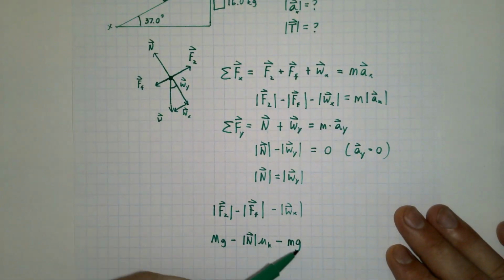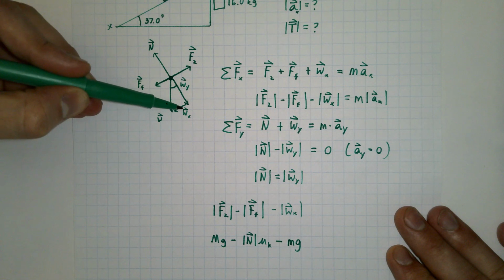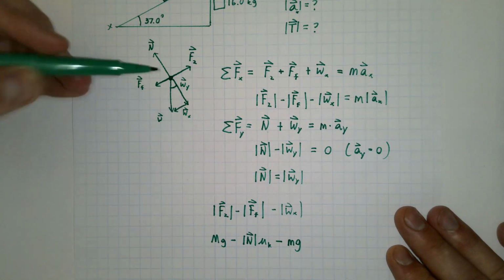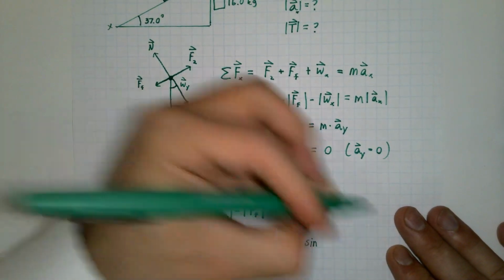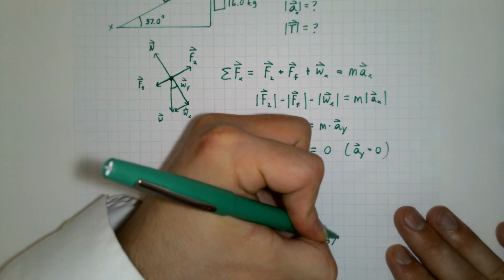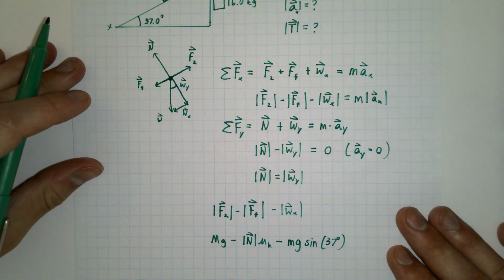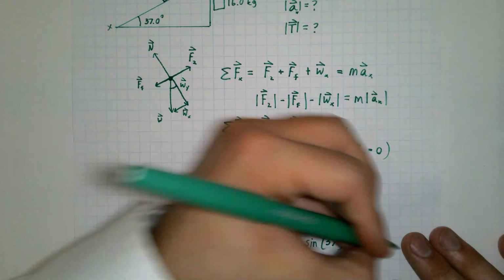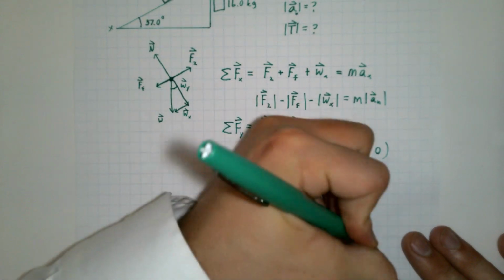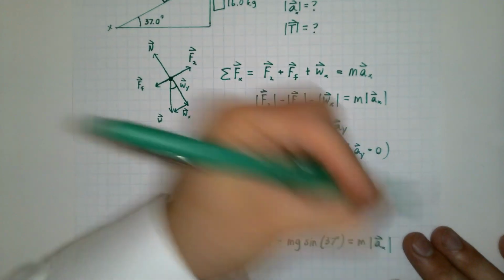Little m times the gravitational field gives us the total weight, but we only have part of the total weight that's opposing our motion. We use sine to represent that, sine of 37 degrees. And that gives us mass times the magnitude of our acceleration in the x dimension.